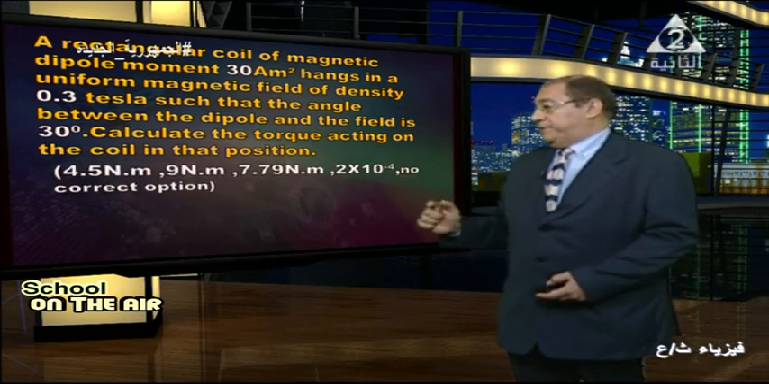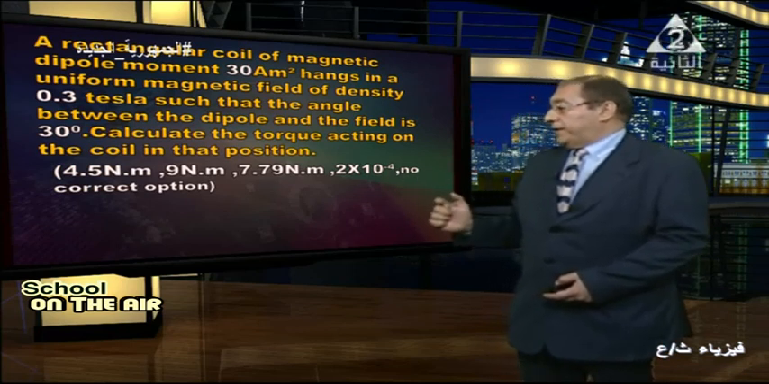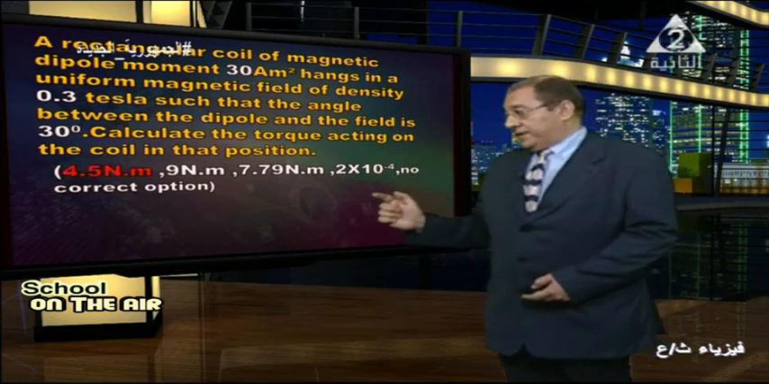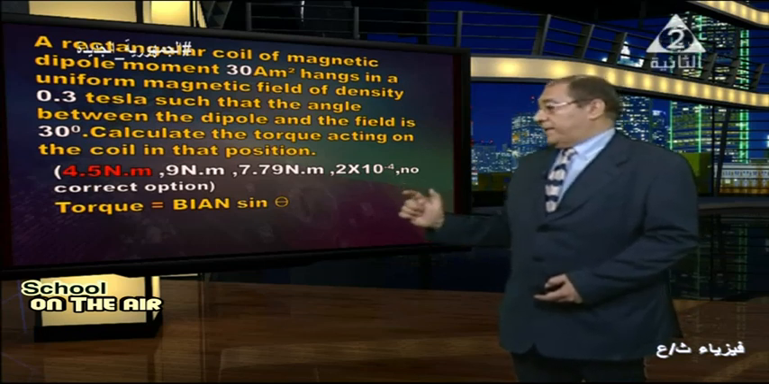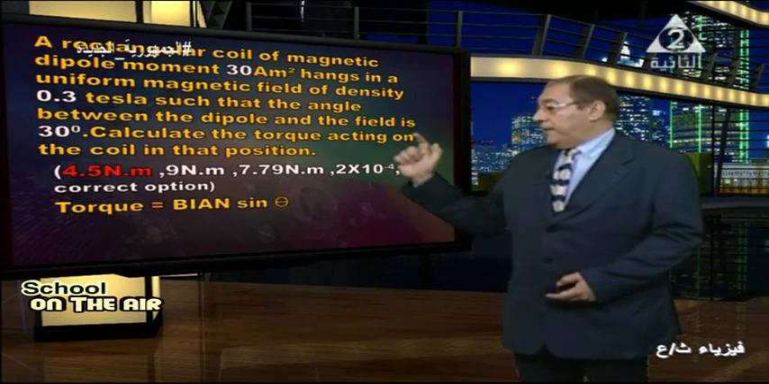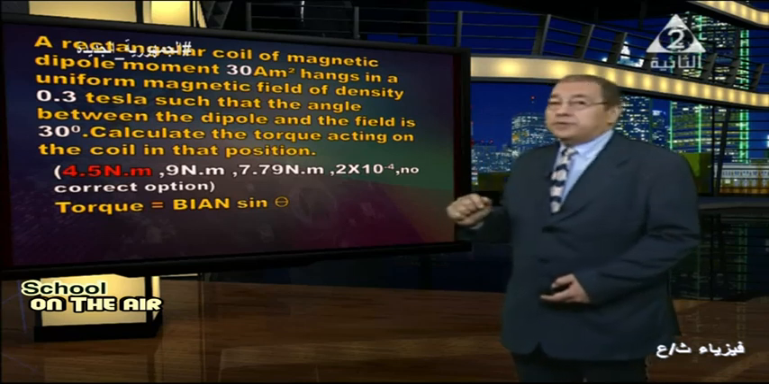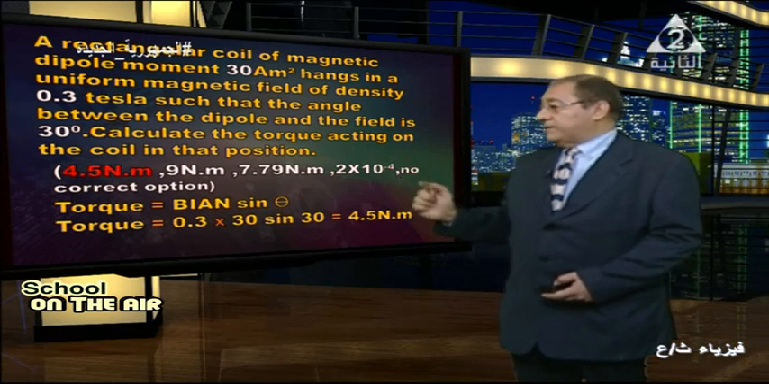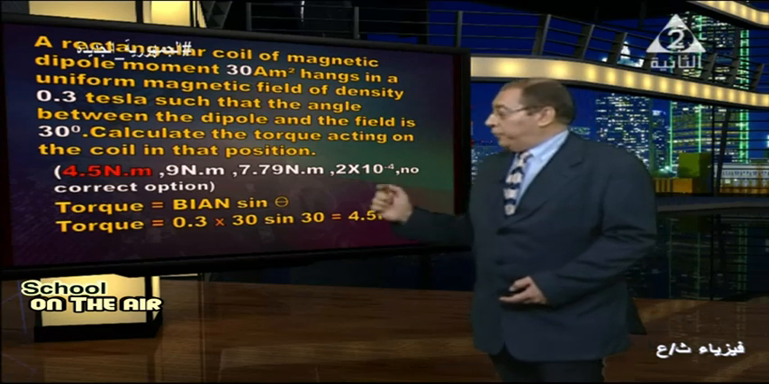Is it 4.5, 9, 7.79, or 2 times 10 to the power of negative 4? No correct answer. The answer is 4.5. The question is how? As I said, torque equals BIAN sine theta. Magnetic dipole moment equals IAN, which is given to be equal to 30. So we apply the field 0.3 times 30 equals 9, sine 30 equals half, so the answer is 4.5.